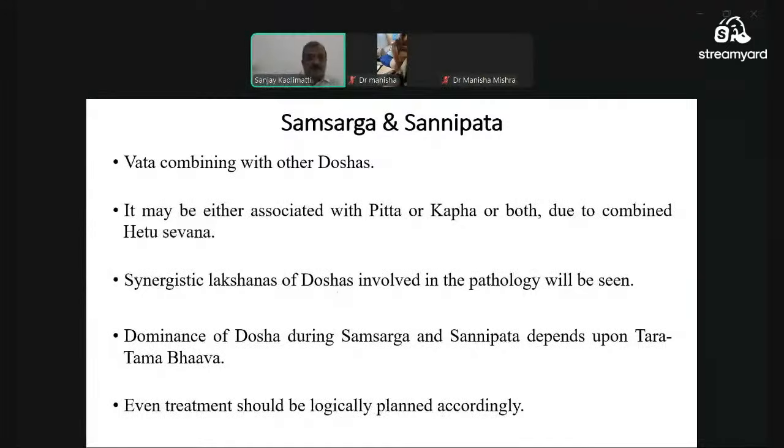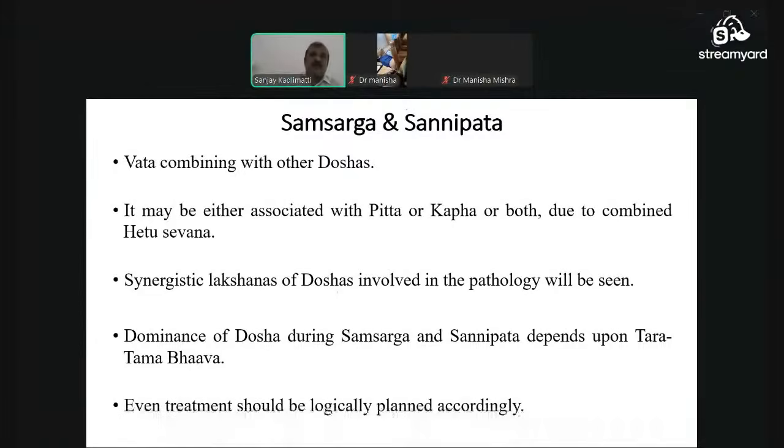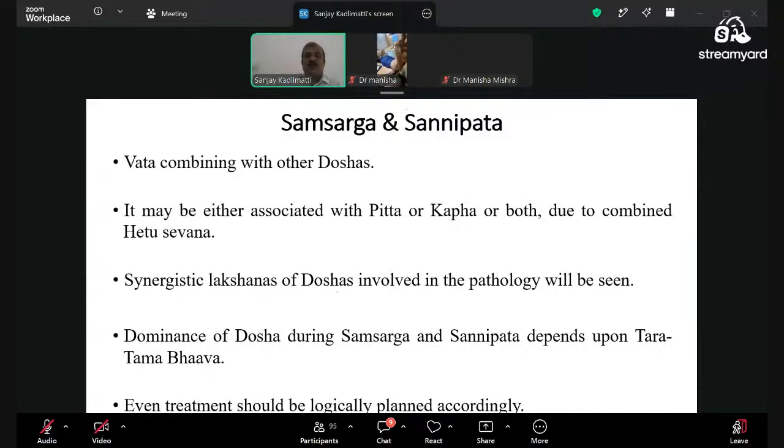Now, the Vata may be either associated with Pitta or Kapha, or both, due to combined Hetu Sevana. See here, the Hetu is combined. That means Vatavardhaka Hetu, Pittavardhaka Hetu, or Vatavardhaka Hetu, Kaphavardhaka Hetu, or Vata Pitta Kaphavardhaka Hetu. Here itself it is Sannipata and Samsarga.